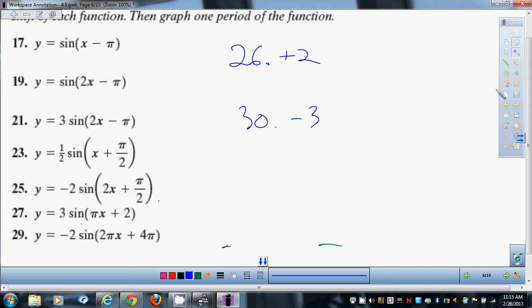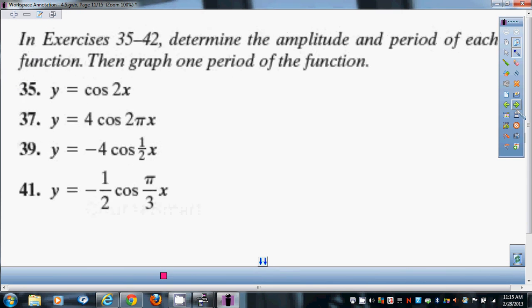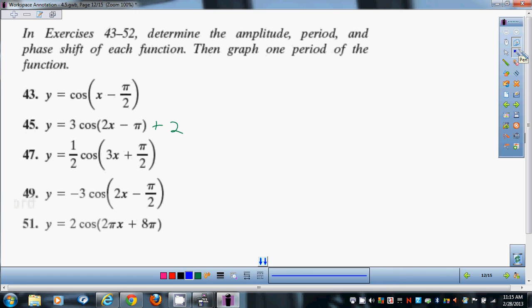What were the first two I gave you? 26 and 30? And what were the shifts? What page is it? It is page number 533. Page 533.